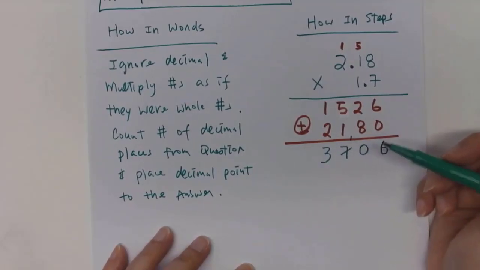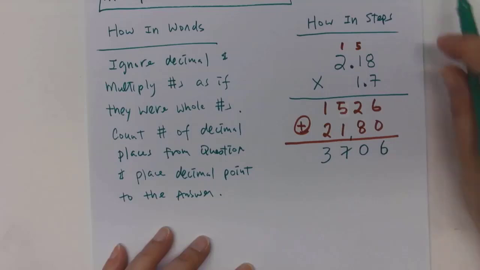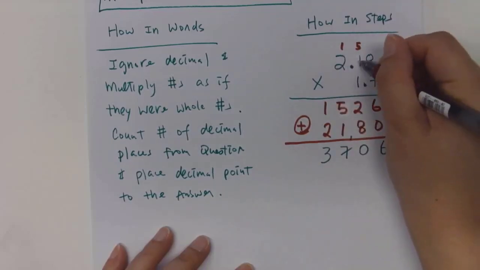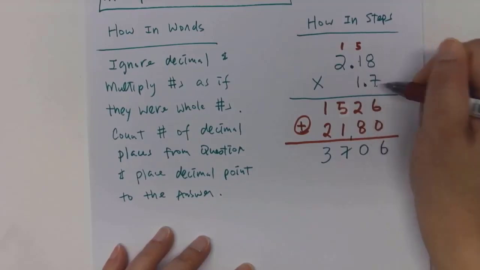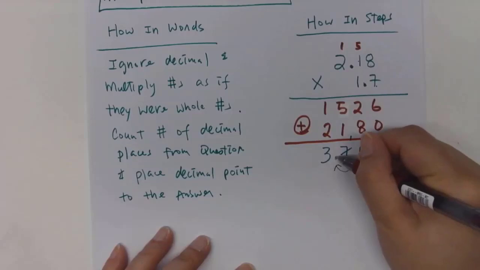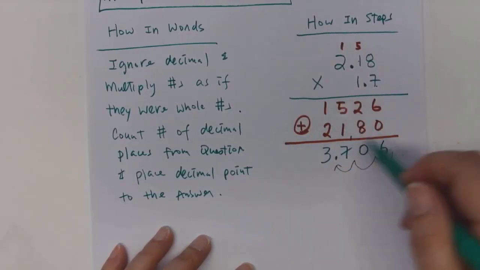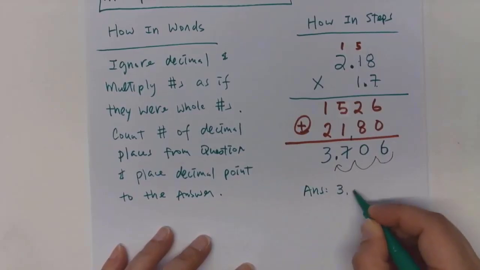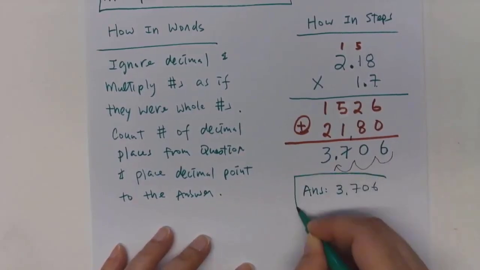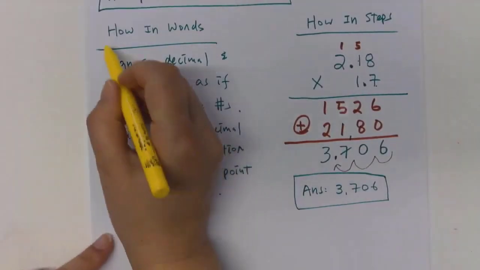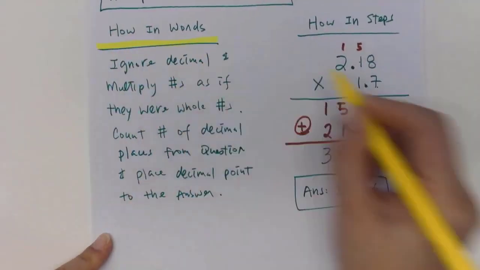No, because we are multiplying decimals, right? So we have how many decimal places here? You have 1, 2, and then 3 after the decimal point, right? So it's going to be 1, 2, 3 here, right? Decimal point. Well, this is a lot going on here. I would prefer you write the answer one more time. It's 3.706, okay?